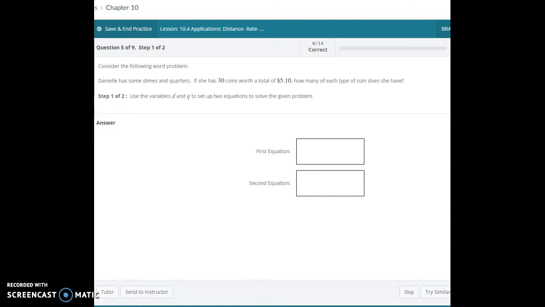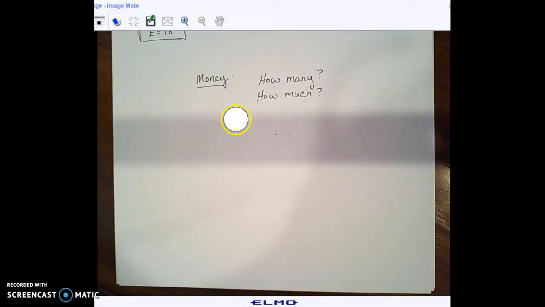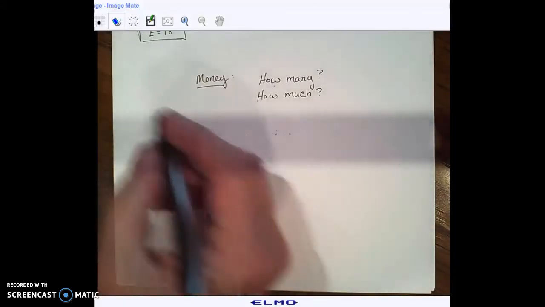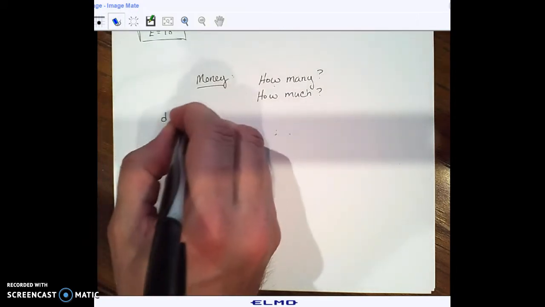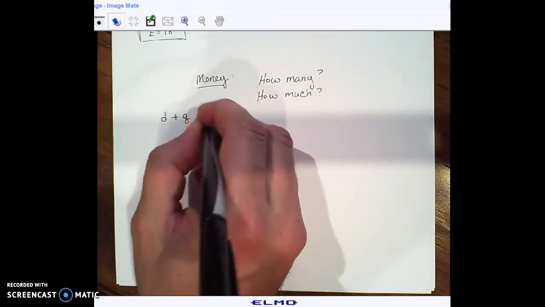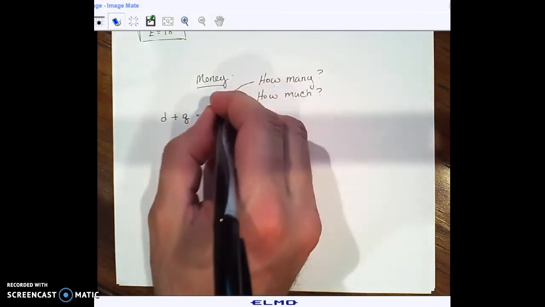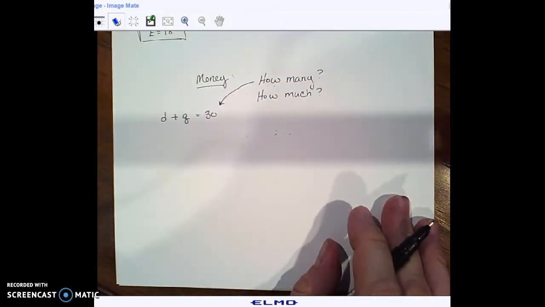So Danielle has some dimes and quarters. Notice that we need to use D and Q, D for dimes, of course, and Q for quarters. The first question we're going to ask is how many? Well, how many coins does she have? We know she has dimes and quarters, but we also know that she has 30 coins. So we know now that our number of dimes plus our number of quarters are going to equal 30. Well, that answers our how many question.